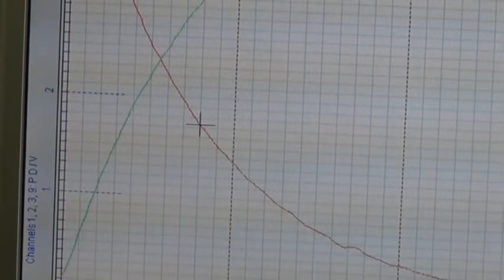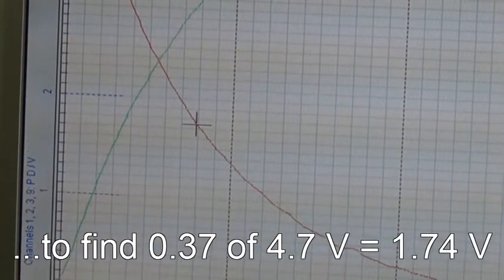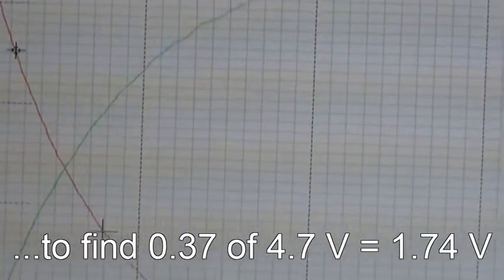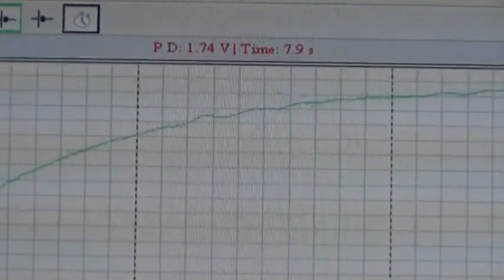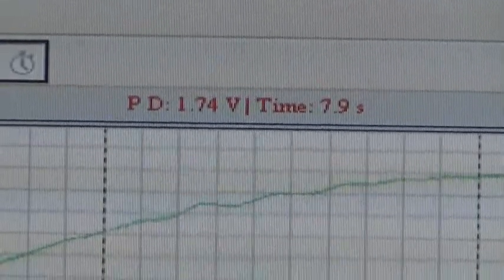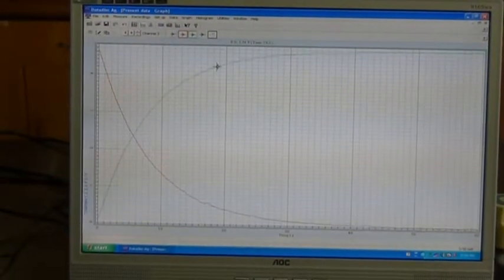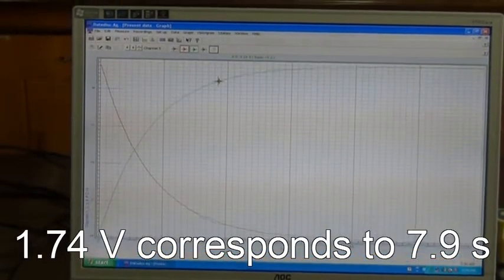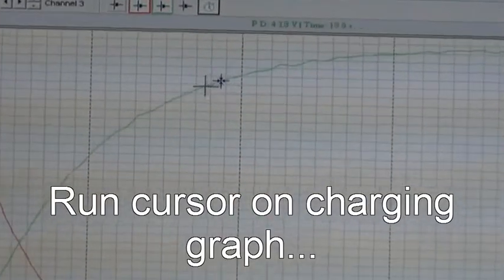We're going to find 0.37 of 4.7 volts. 4.7 volts is the maximum voltage across the plate, and we're going down to read 37% of the maximum voltage. And we read that 1.74 corresponds to 7.9 seconds. This is called the time constant.